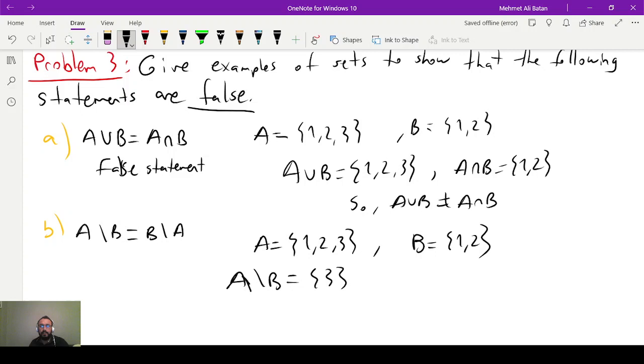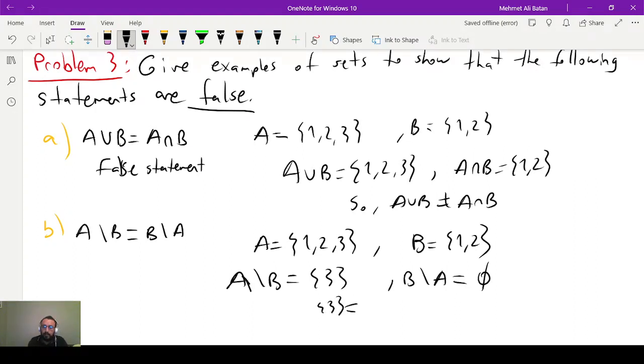Okay, satisfy the definition of A set difference B, which is {3}. What about B set difference A, which is the empty set, right? Because all the elements in the set B are also in the set A, which means there is no element which is in B but not in A. In other words, B set difference A must be the empty set. Clearly, empty set.